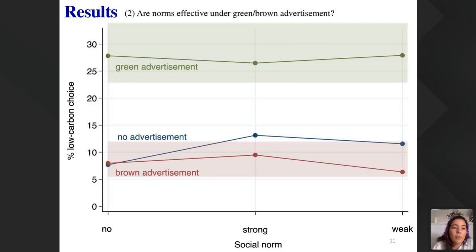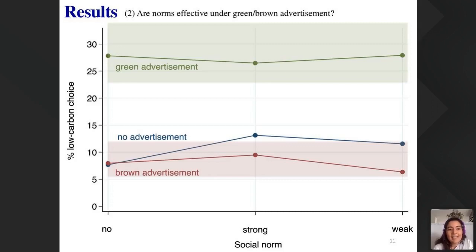So I will start with the first line, that is green advertisement. The first point is the result for green advertisement alone, for presentation of green advertisement alone. And the shadow region in green that you're seeing is the confidence interval for this green advertisement condition.